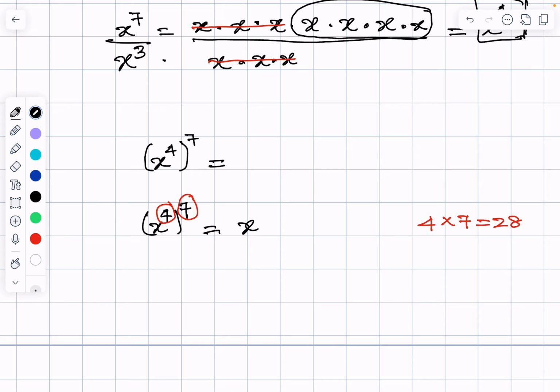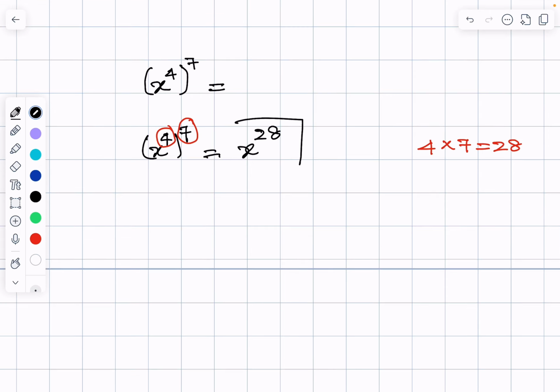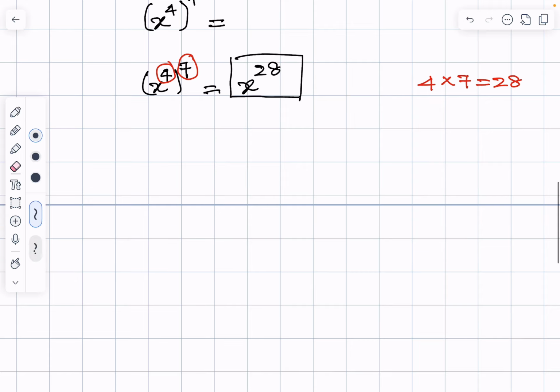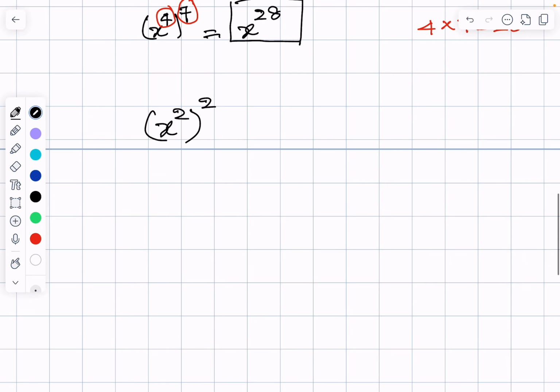Let's try a simple one, then we can prove it. Let's try x squared raised to the 3rd power. So over here we multiply the exponents. 2 times 3, this 2 and this 3. 2 times 3 is 6. So the answer is x to the 6th power.